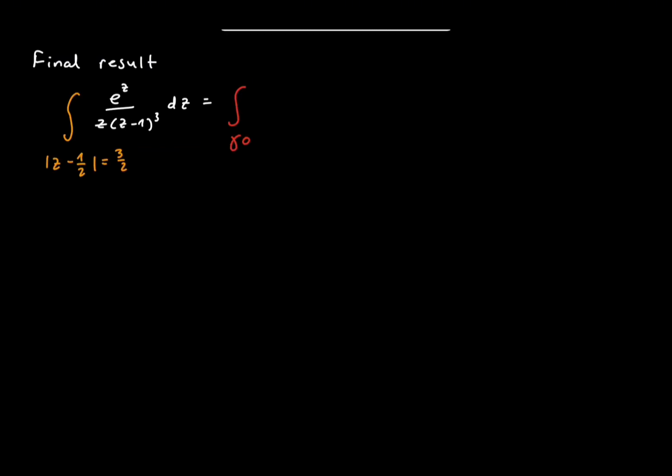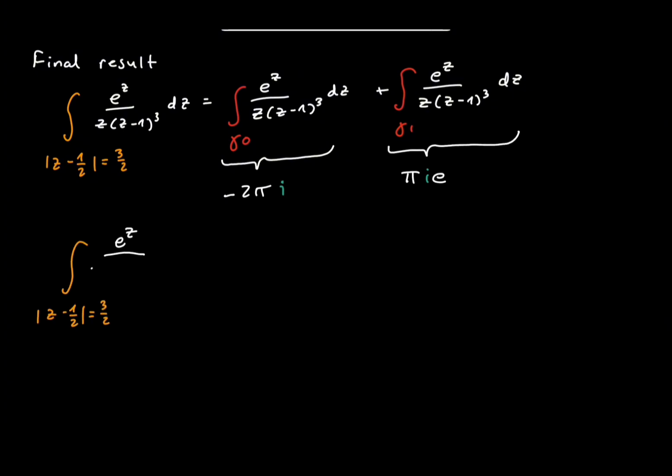Finally, we add both contributions. Minus 2 pi i plus pi i e. So the final result is pi i times (e minus 2). The key idea is simple. Each pole contributes its own term, and the total integral is the sum of all contributions.